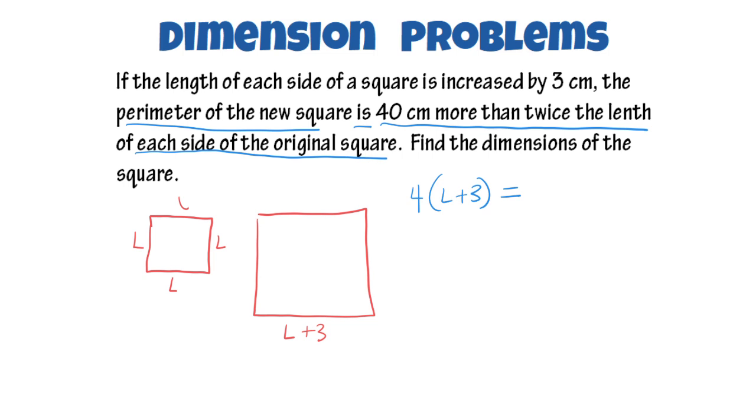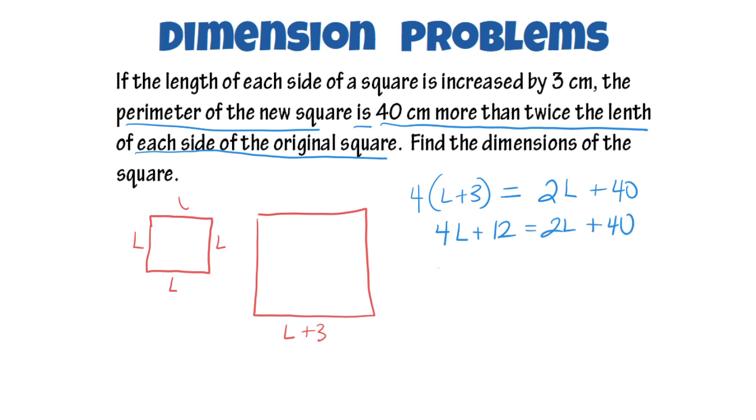40 more than twice the length of each side of the original. Okay, that gets lengthy. So it says 40 more than something. So I've got to figure out what the something is. And it's twice, so 2 times the length of the original. So 2L, but it's 40 more than that. So I'm going to add 40 to what that was. Okay, there's your equation. Now we're going to perform, which means go do the math. Go do that algebra that you know how to do. Let's go solve this for L.